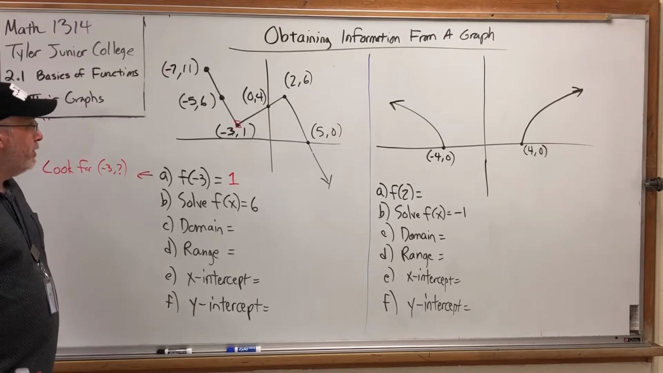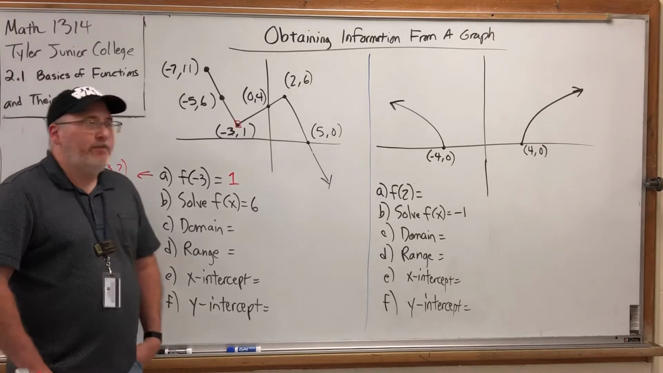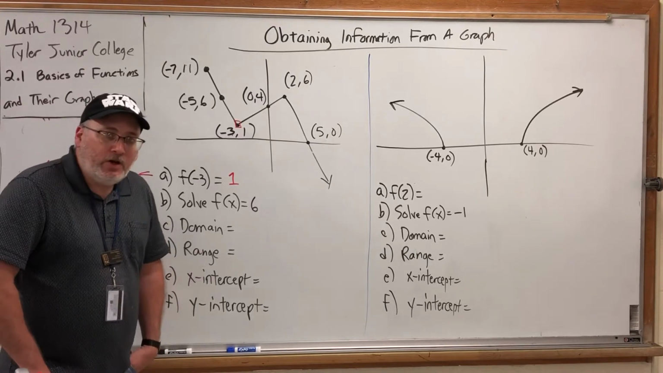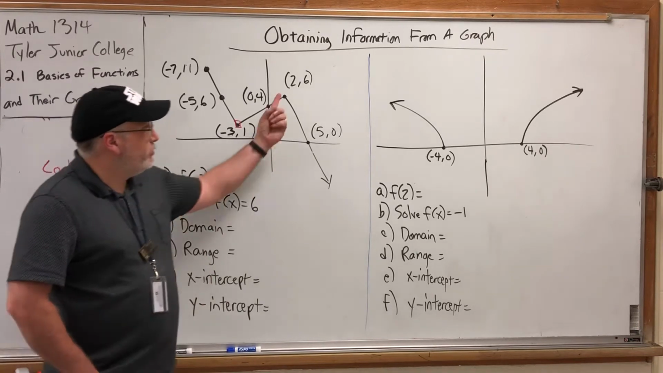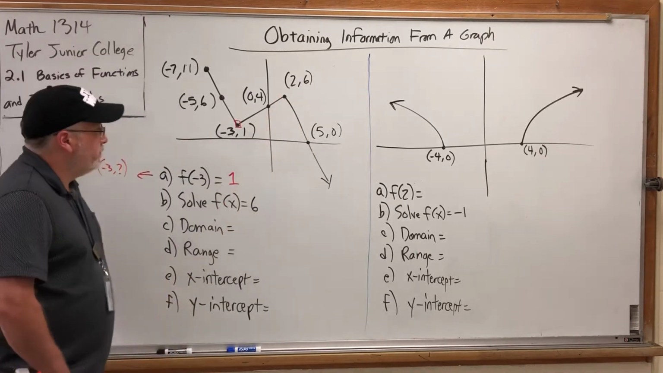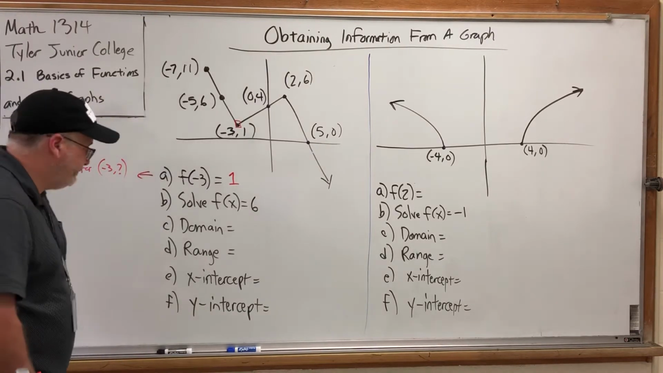For example, what is f of 2? That's like asking what is the output when the input is 2, which is like asking what is the y-coordinate when the x-coordinate is 2, and the answer is 6. And we can actually ask that for any point whose coordinates we know.